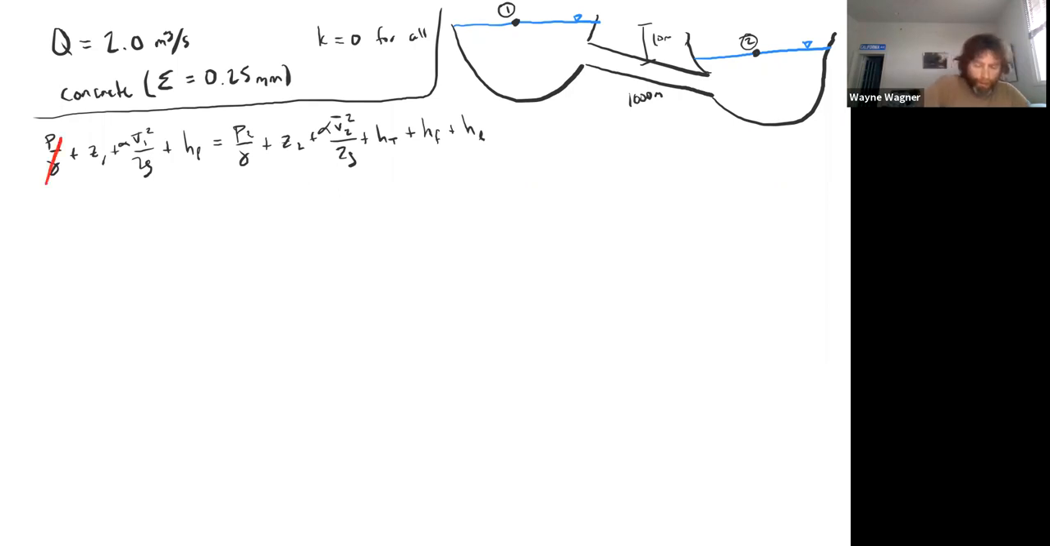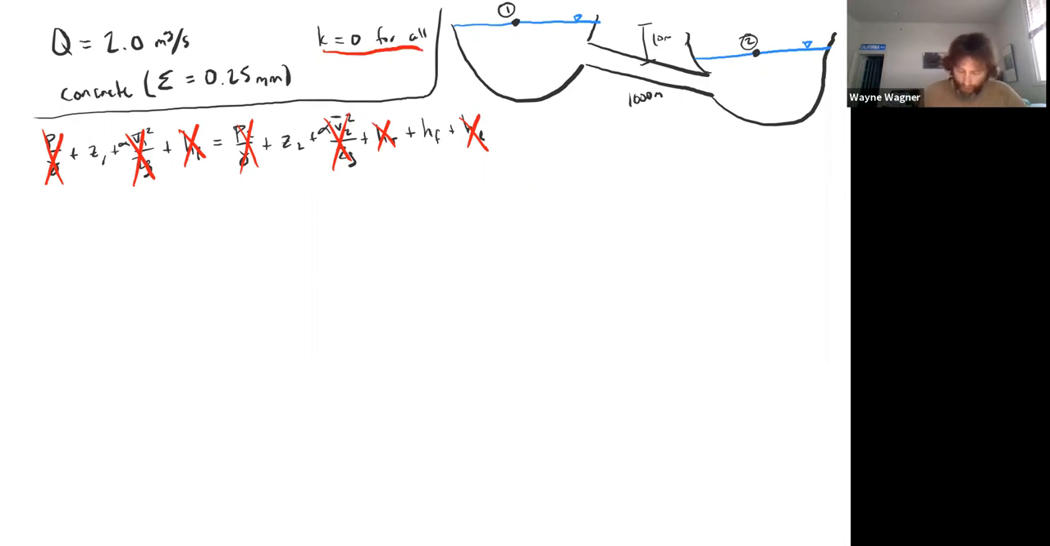We can get rid of these pressure terms because it's atmospheric. We can get rid of the velocities because it's on the surface. We can get rid of this HP because there's no pump. We get rid of HT because there's no turbine. And we can get rid of these minor losses because it told us to ignore all minor losses.